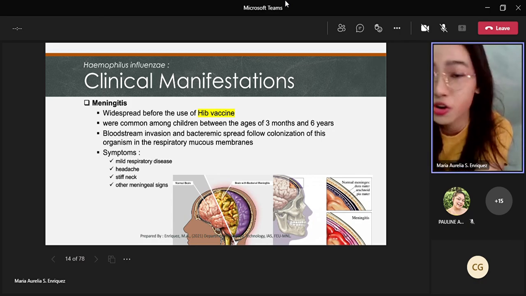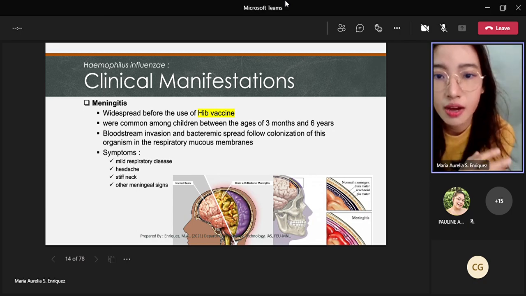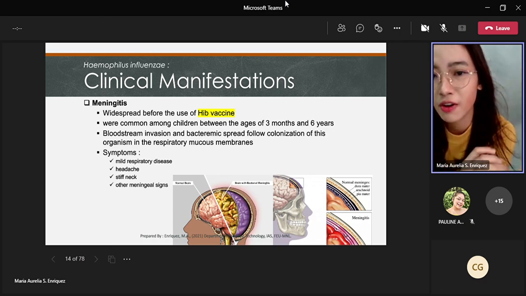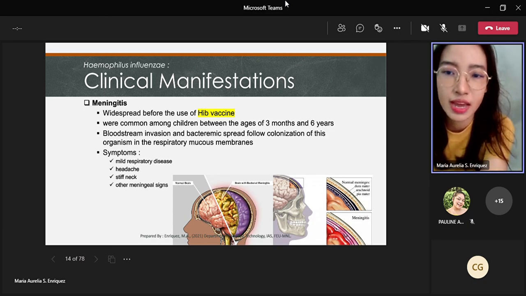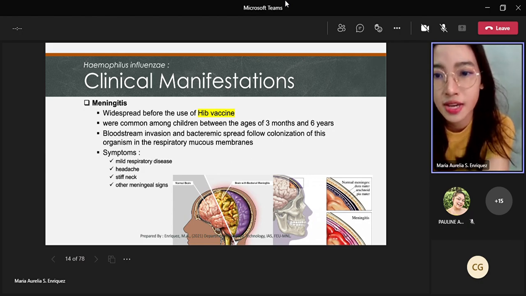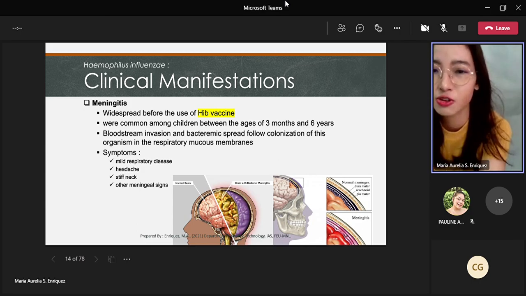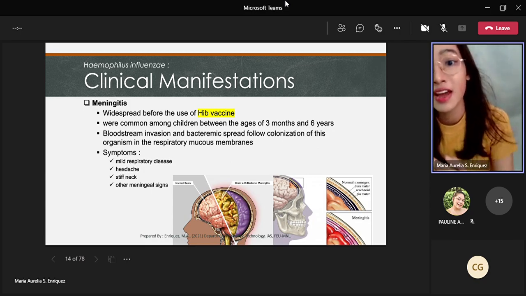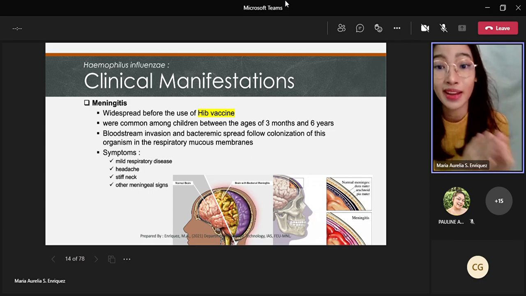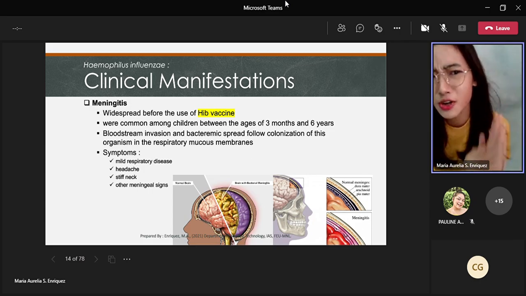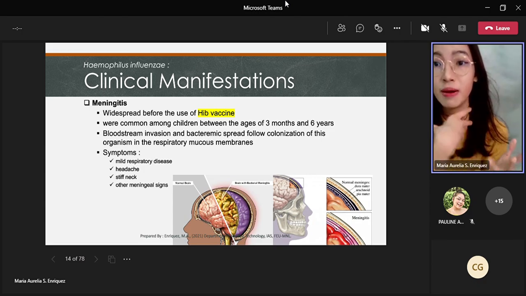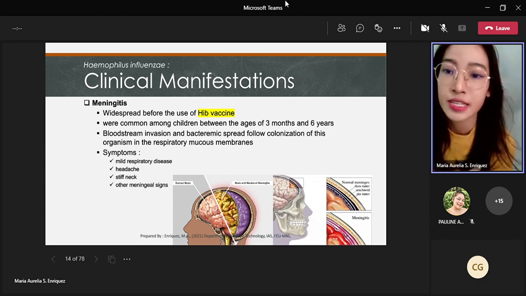Now, for meningitis caused by Haemophilus influenzae, the symptoms would start off very non-specific. Okay, so there's only a mild respiratory disease with headache and stiff neck before the patient eventually begins to show signs of meningitis because, as mentioned earlier, encapsulated strains of Haemophilus influenzae do not have adherence mechanisms, and therefore it is not unusual for them to spread from the upper respiratory tract papunta po sa central nervous system.